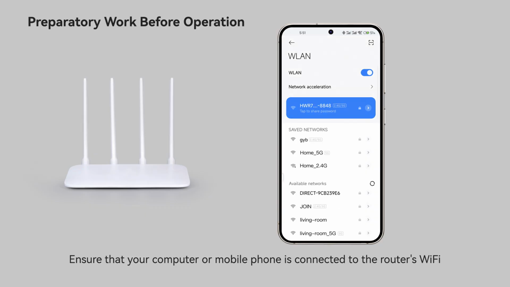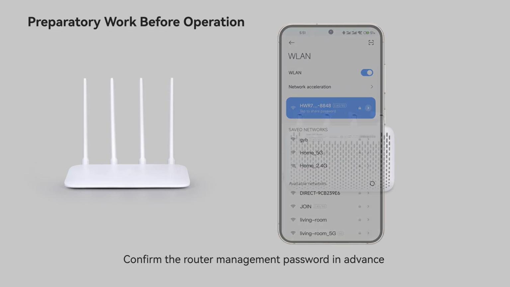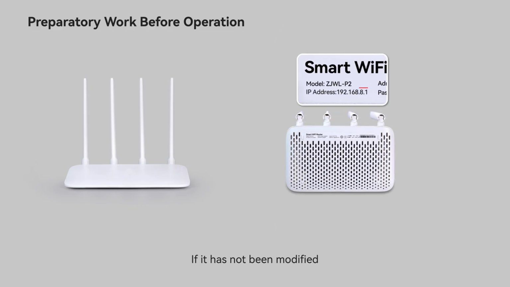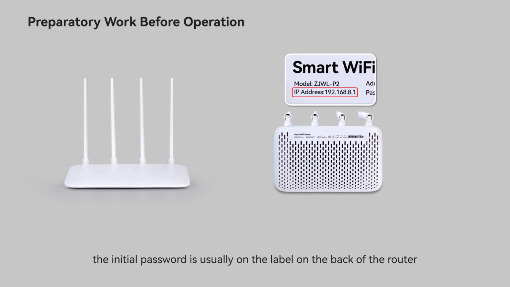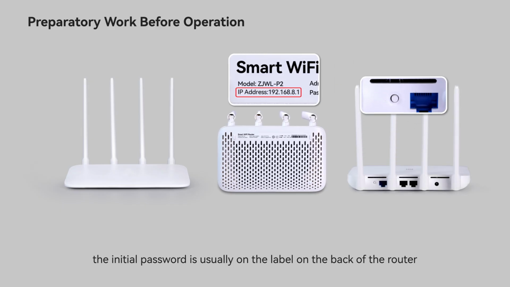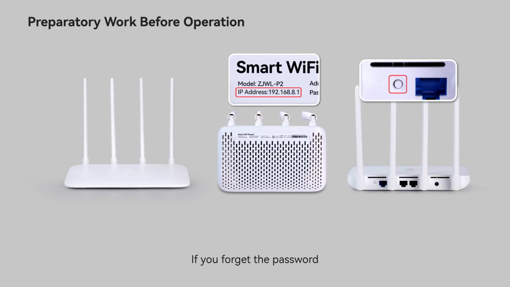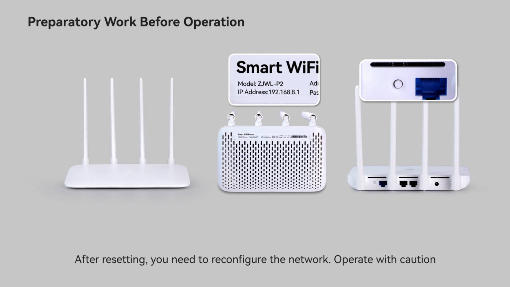Preparatory work before operation. Ensure that your computer or mobile phone is connected to the router's Wi-Fi. Otherwise, you won't be able to access the management background. Confirm the router management password in advance. If it has not been modified, the initial password is usually on the label on the back of the router. If you forget the password, you need to restore the factory settings through the router's reset button. After resetting, you need to reconfigure the network.